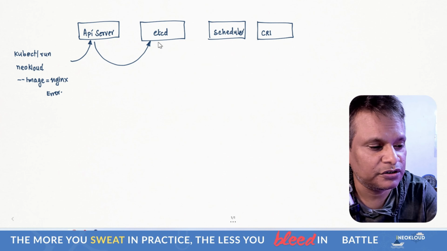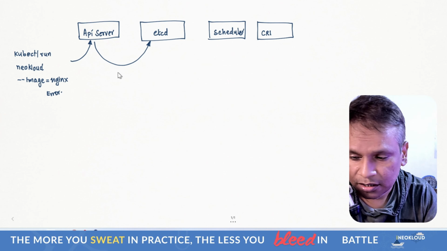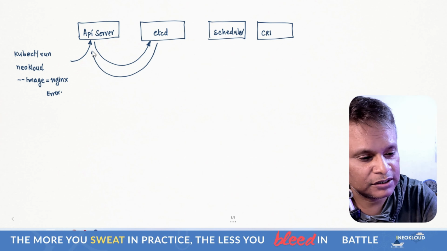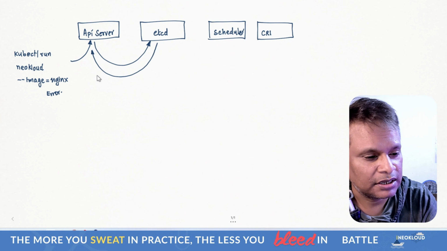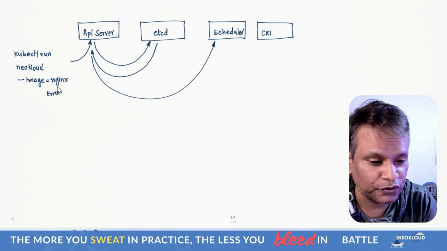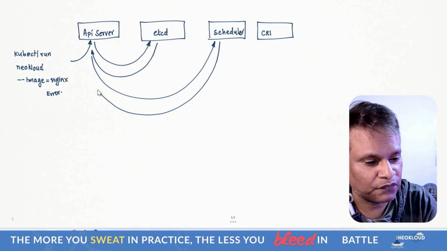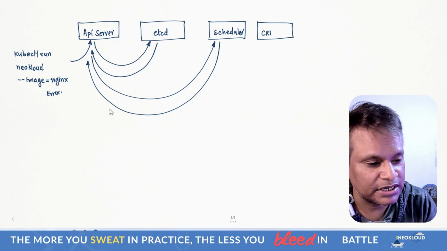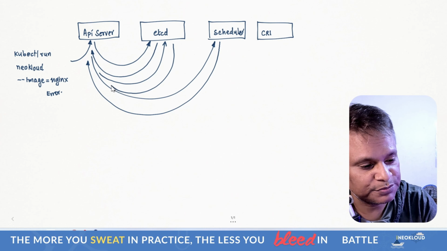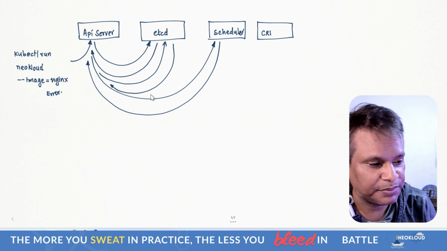Then if this pod does not exist, it writes the information and sends it back to the API server. Then the API server asks the scheduler to find a node for this pod. Then the scheduler informs that a particular node is available. So it writes again in etcd, and then again the acknowledge message is passed to the API server.